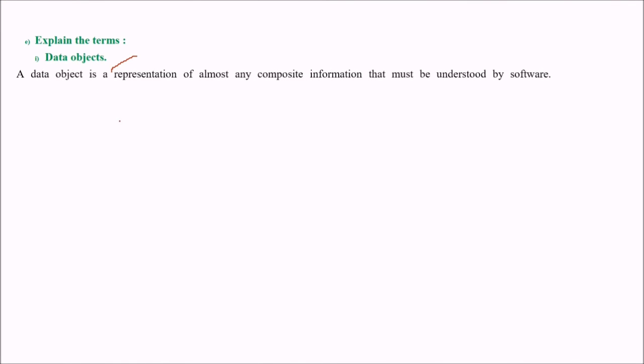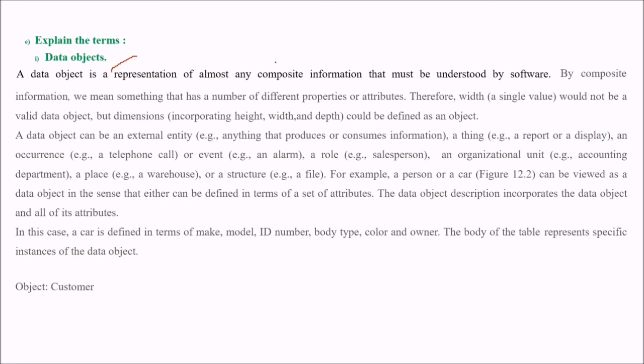Explain data objects. A data object is a representation of almost any composite information that must be understood by software. By composite information, we mean that it has a number of different properties or attributes. So width, a single value, would not be a valid data object, but dimensions incorporating height, width, and depth could be defined as an object.